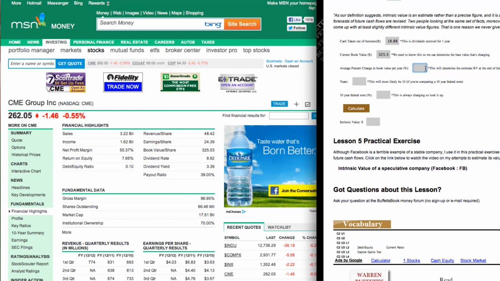Okay, so that's in there. Now our average percent change in book value, we already said we're going to use 0 because we're going to assume all of the earnings are just going to be paid to us as a dividend. Now that's not going to happen, but that's how we can value the company with this particular calculator. Okay, so the number of years, we're still going to use a 10-year rate, and the 10-year federal note is around 1.5 right now, so we're going to put that in, and it's going to calculate our intrinsic value.